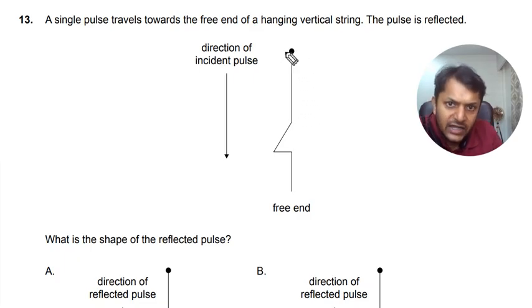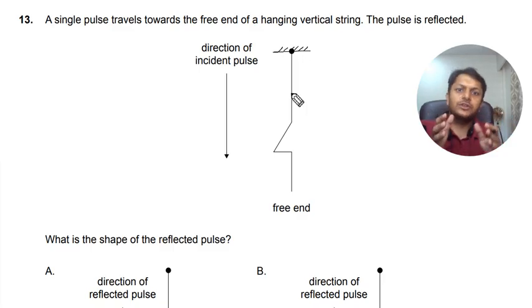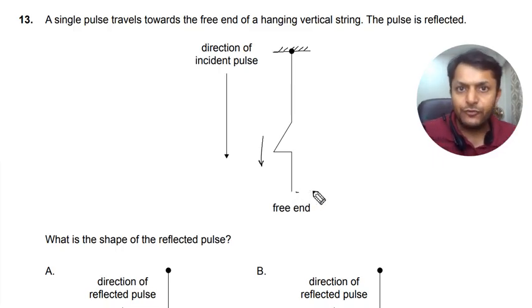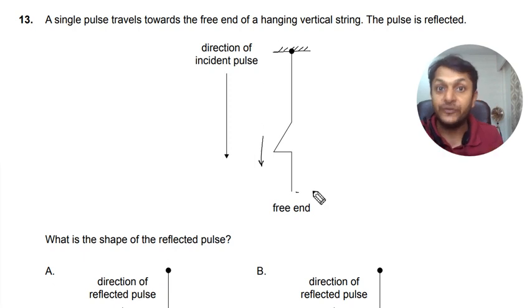We can see this is the rigid support, and from this rigid support the pulse is moving downwards. So this is going downwards, and this is the free end, and at this free end it is getting reflected. So you have to find how it is going to be reflected. What are the principles that we use when we do questions on the reflection of a wave? This topic is from topic C3, so you can go into details if you want to refer to that.